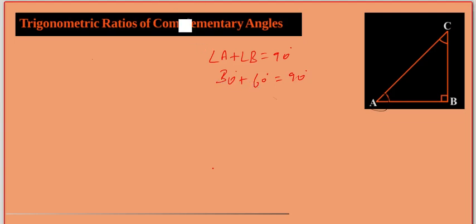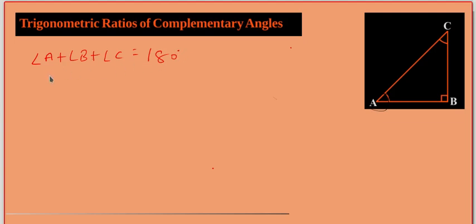complementary angles. So here, according to our diagram, see in the triangle ABC, we know very well that angle A plus angle B plus angle C, the total sum of all three angles of a triangle, is 180 degrees. Here angle B is a right angle, so angle B is 90 degrees. In place of angle B, we can substitute 90 degrees. So angle A plus 90 degrees plus angle C equals 180 degrees.